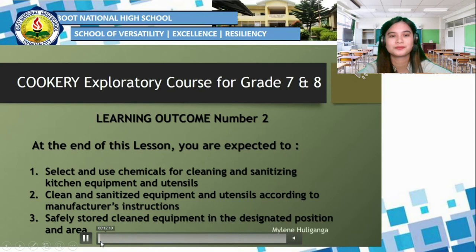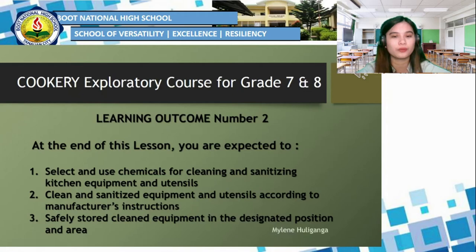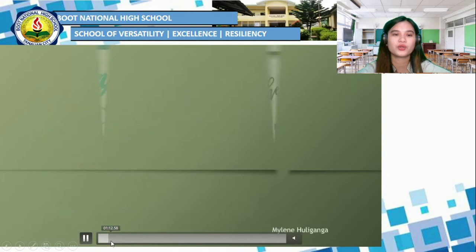Okay, now let's first with the Cookery Exploratory course, we have the learning outcome number 2, which is select and use chemicals for cleaning and sanitizing kitchen equipment and utensils. Clean and sanitize equipment and utensils according to manufacturer's instruction and safely store cleaned equipment in the designated position and area. Okay, now we have here the next one. Okay, we have there a girl cleaning. Okay, now class, we have your small quotations.